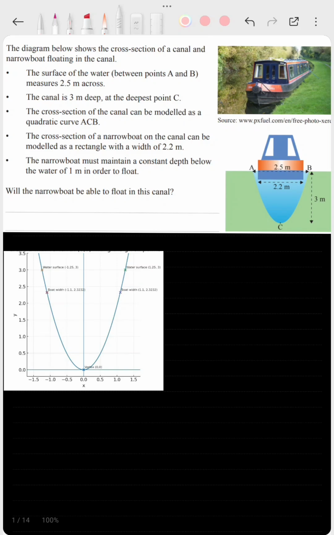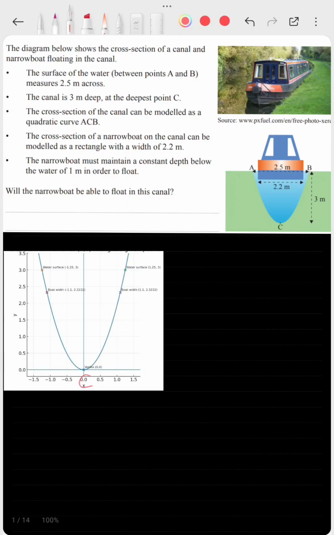To determine if the narrowboat can float in the canal, we need to model the canal's cross-section as a quadratic curve and check if the required depth for the narrowboat can be accommodated. Let the deepest point C be the origin. Here is the C. So this is our C.